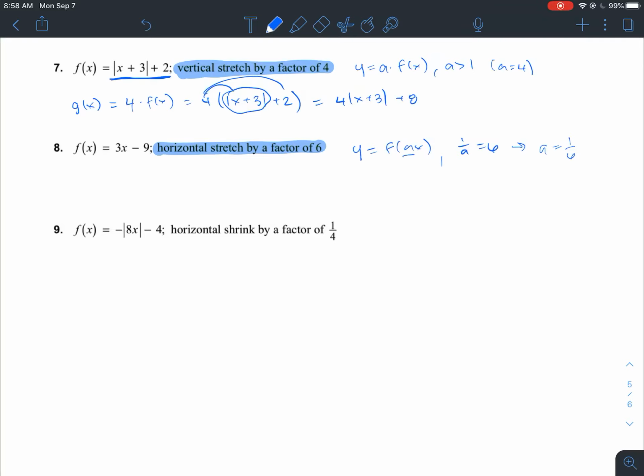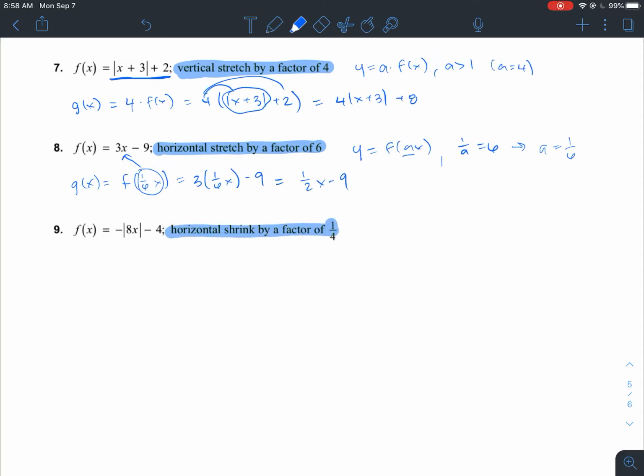Alright, so a is equal to 1/6. Okay, so we have g of x is equal to f of a, and a is 1/6 x. So what we need to do is plug 1/6x right into our x value. So 3 times 1/6x minus 9. And that's equal to 1/2x minus 9.